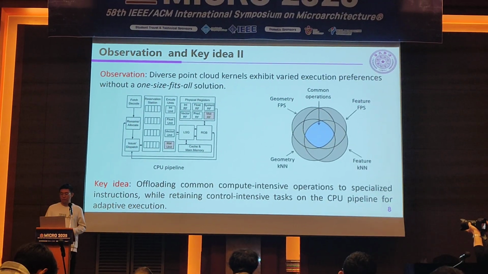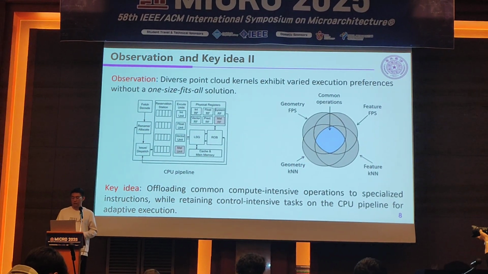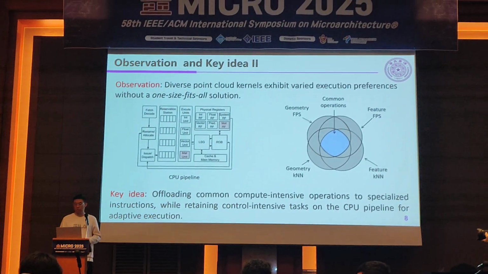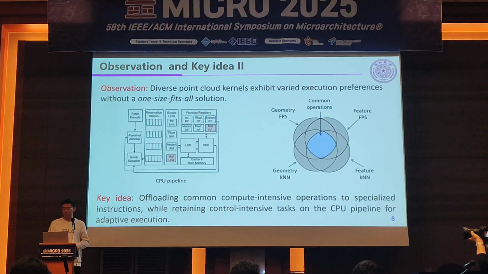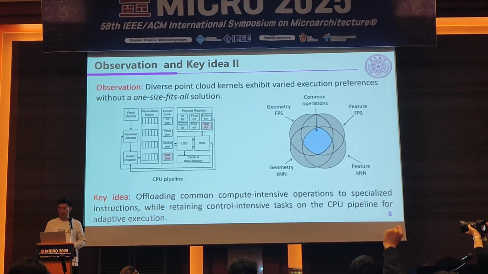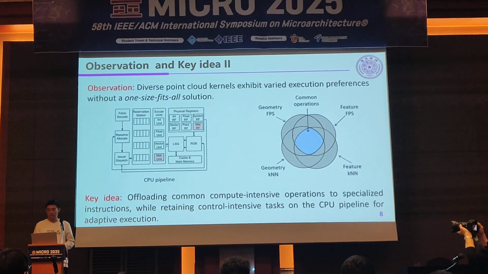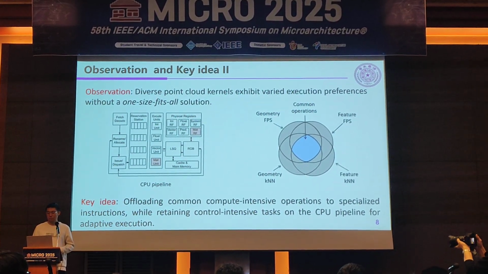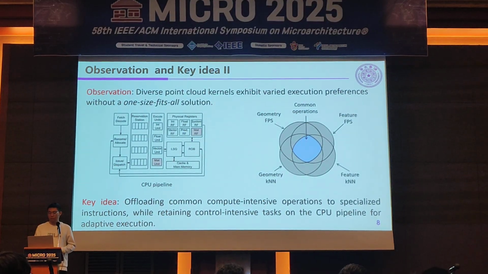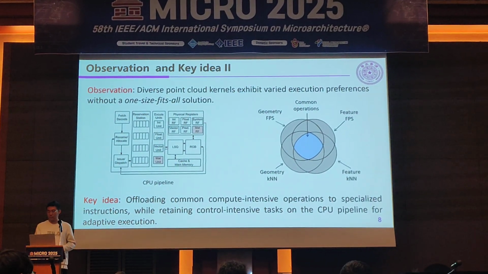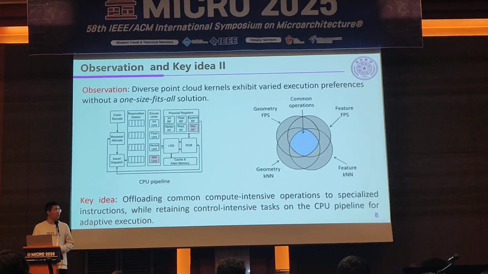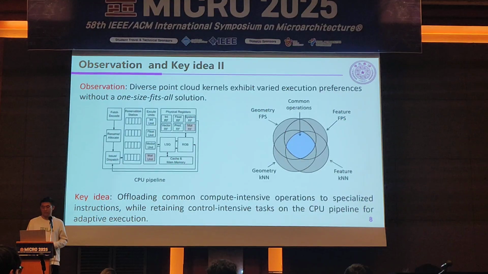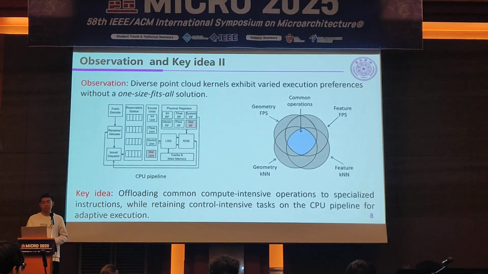So, instead of building another standalone accelerator, we turn our attention to modern CPUs. Recently, CPUs have included matrix operation extensions and systolic arrays, such as Intel's AMX and ARM's SME extension. They are tightly coupled with the CPU pipeline and deliver high throughput. So our idea is to offload the heavy compute part of the point cloud workload to such matrix extensions. We keep the control-intensive part on the CPU's traditional pipeline. This gives a better balance between performance and cost.